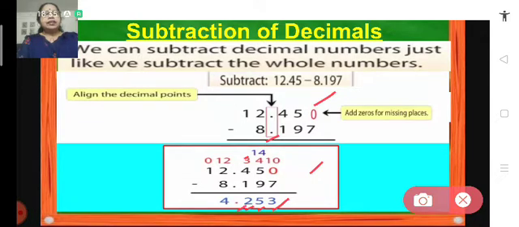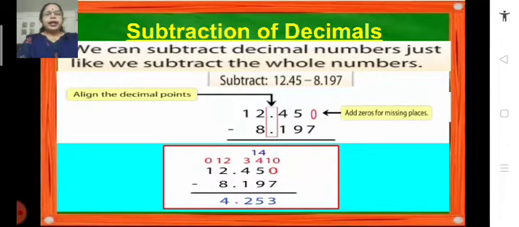Then we write the decimal point, and then we move on to ones place. Again in ones we have 2. 8 cannot be subtracted from 2. So 1 is borrowed from tens and it becomes 12. So 12 minus 8 becomes 4. So the answer is 4.253.